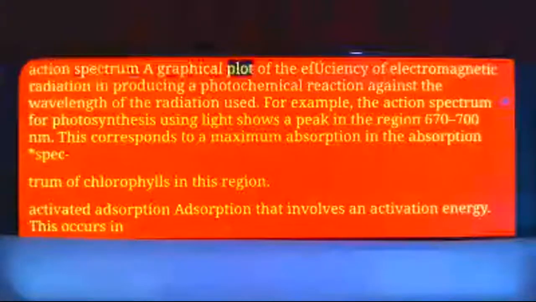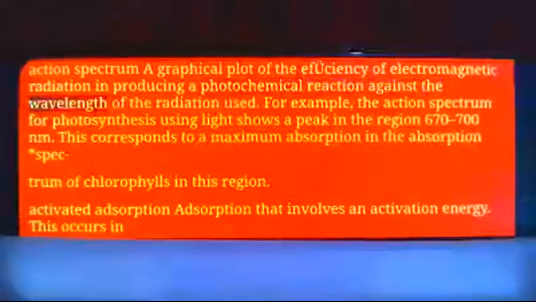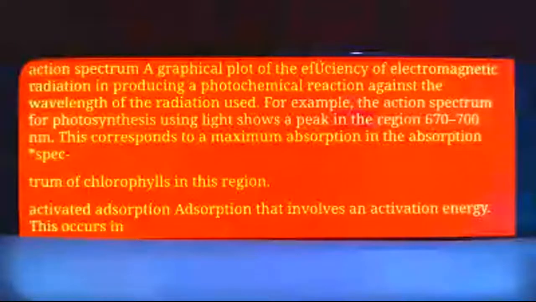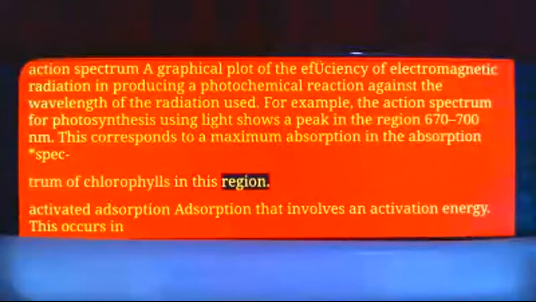Action spectrum, a graphical plot of the efficiency of electromagnetic radiation in producing a photochemical reaction against the wavelength of the radiation used. For example, the action spectrum for photosynthesis using light shows a peak in the region 670 to 700 nanometers. This corresponds to a maximum absorption in the absorption spectrum of chlorophylls in this region.